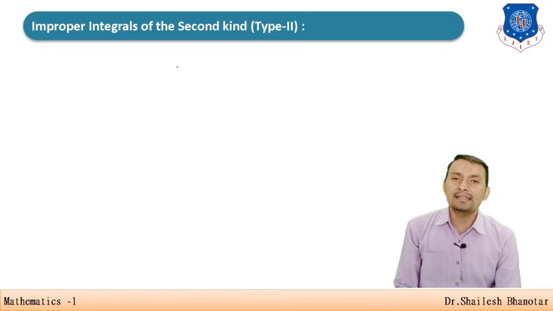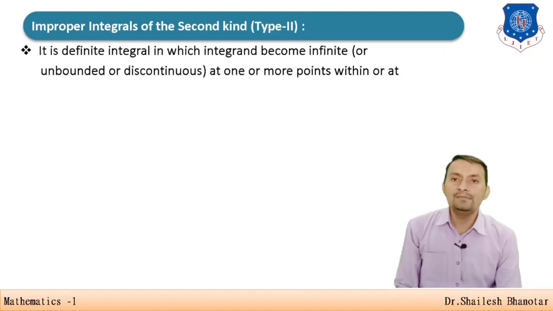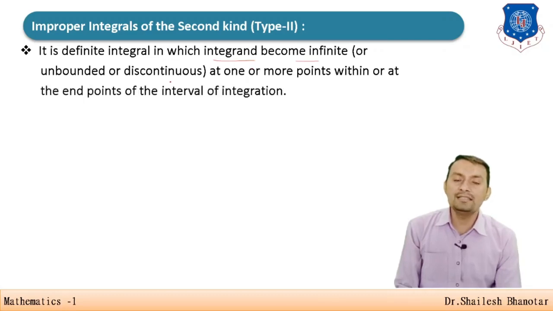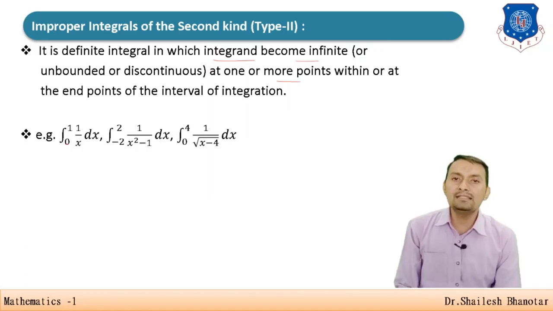Now, the improper integral of the second kind, or type 2. It is a definite integral in which the integrand becomes infinite, unbounded or discontinuous at one or more points within, or at an endpoint of, the interval of integration. For example, this is an improper integral because this function, known as the integrand, is discontinuous, or unbounded, at x equals 0, and x equals 0 is the boundary of this interval. So we can say this is an improper integral of type 2.